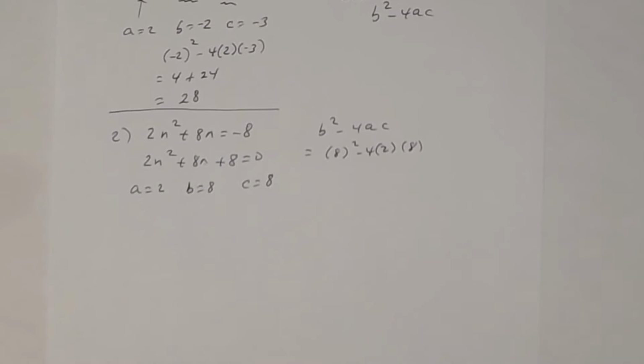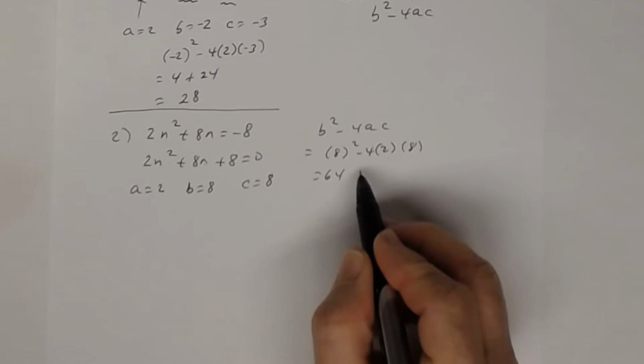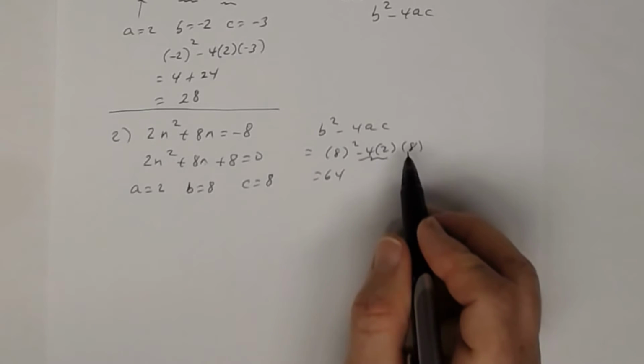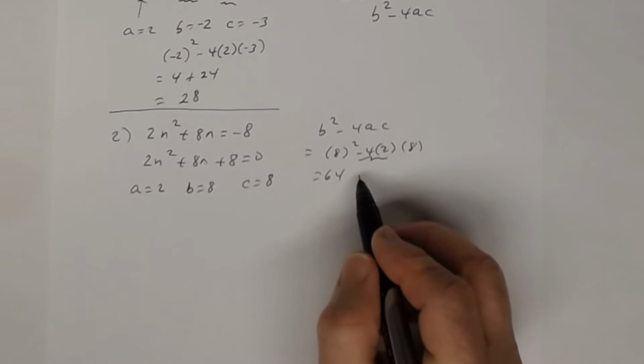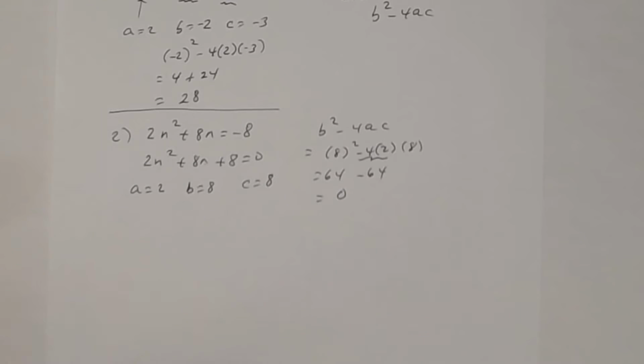All right, now using the order of operations, we know that 8 squared is 8 times 8, so that's 64. A negative 4 times 2 is a negative 8, and a negative 8 times a positive 8 is a negative 64. So I get 64 minus 64, which is 0. So number 2, the discriminant is 0.